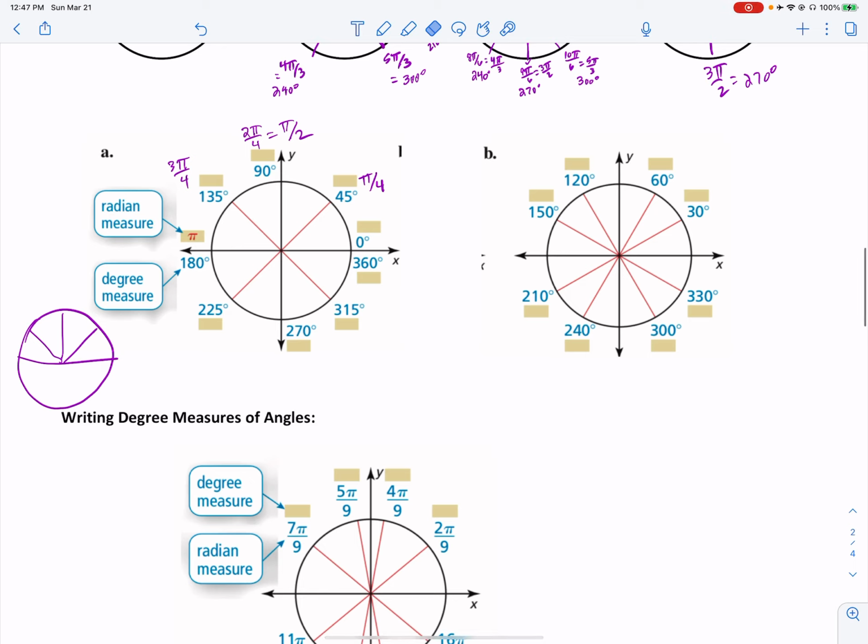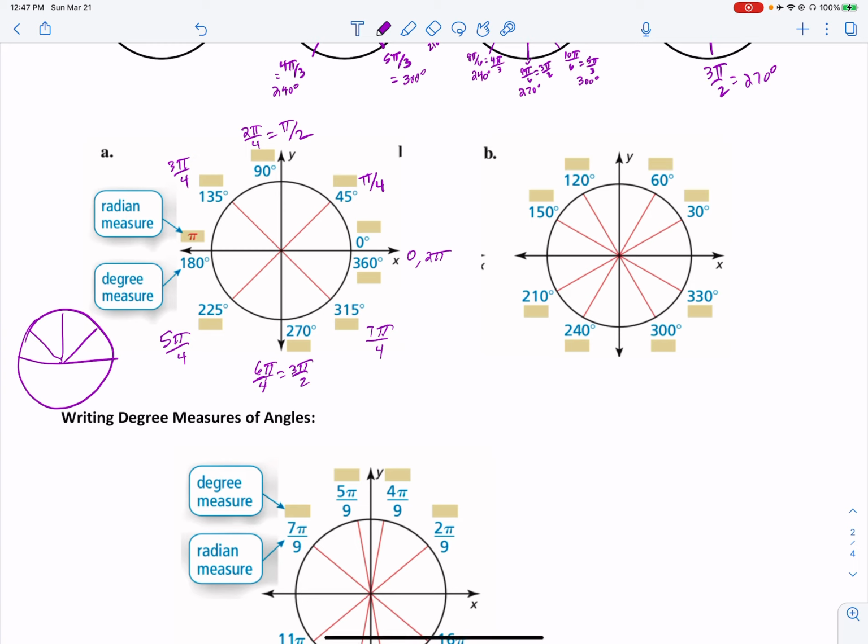It would take 5 sets of 45 to get to 225, 180 plus 45. 270 is 6 sets of 45, which is 3 pi halves, 3 sets of 90. And then we have 7 pi fourths, where you are 45 degrees short of 360, which is 315 degrees. And then 360 is either 0 or 2 pi radians.